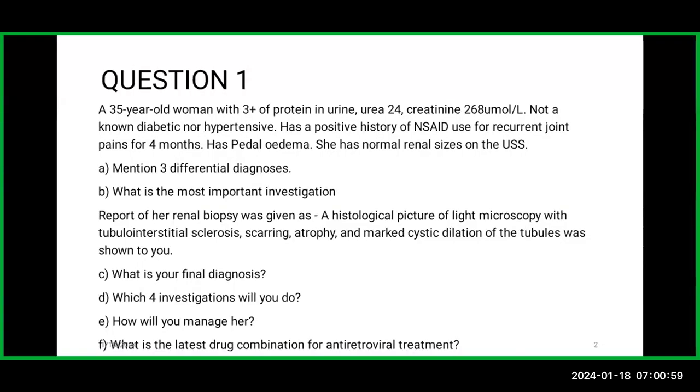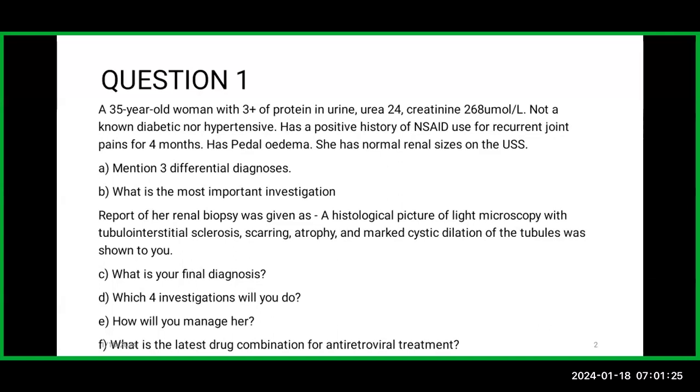Okay. A 35-year-old woman with 3 pluses of protein in urine, urea 24, creatinine 268 micromole per liter, not diabetic or hypertensive, has a positive history of NSAID use for recurrent joint pain for 4 months, has pedal edema. She has normal renal size on ultrasound scan. Mention 3 differential diagnoses. What is the most important investigation?